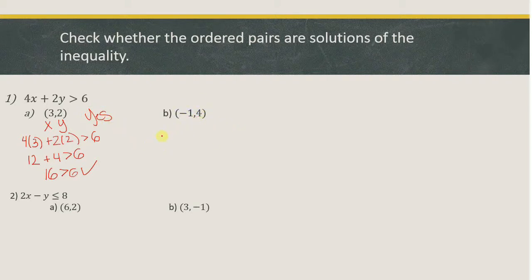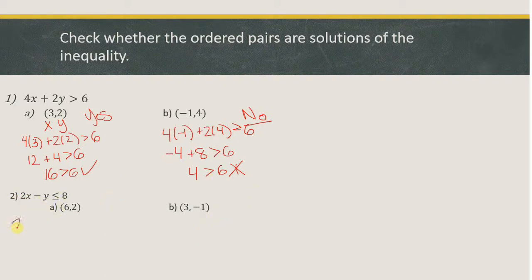Now let's check this one. They want us to put in -1 for x and 4 for y. So 4 times -1, we know that's -4. 2 times 4, that's 8. -4 plus 8, we know that's 4. Now, remember, this is a greater than symbol, so is 4 greater than 6? That's not true. So this is an x. No, not a solution.